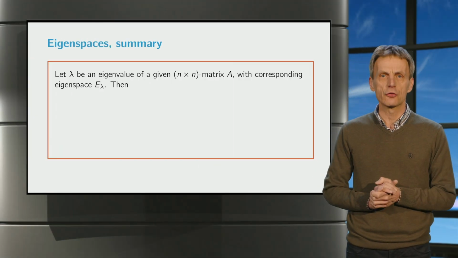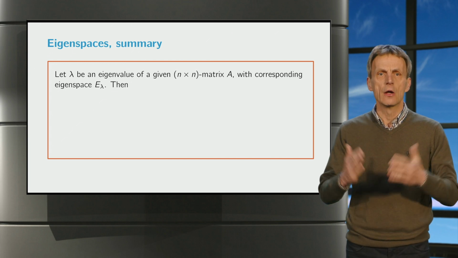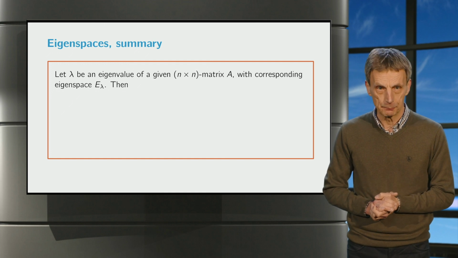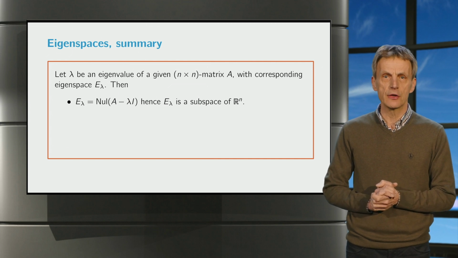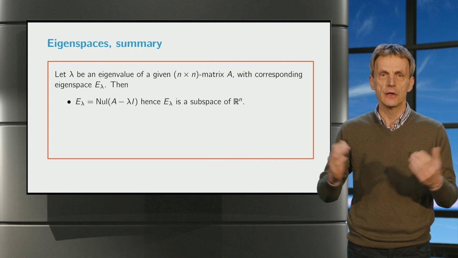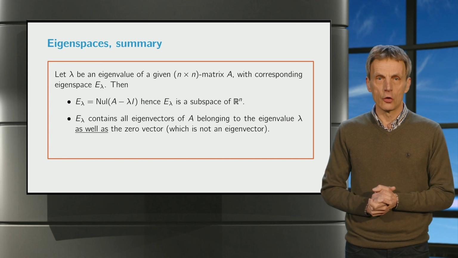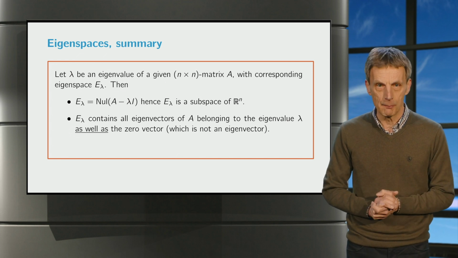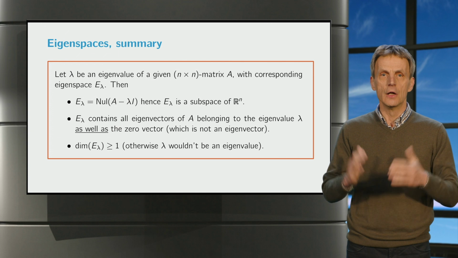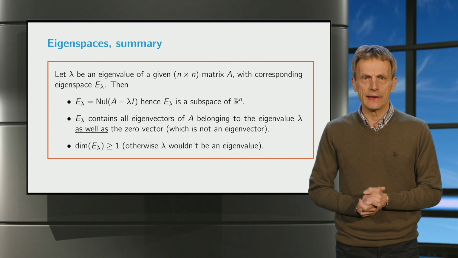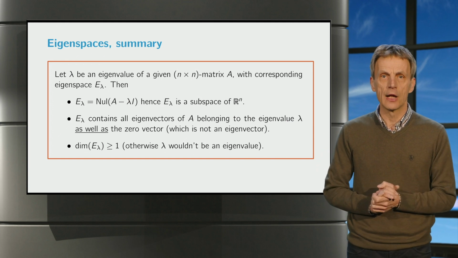Here are some important facts to summarize. Let lambda be an eigenvalue of a given n by n matrix A with corresponding eigenspace E lambda. Then, E lambda is equal to the null space of the matrix A minus lambda times I. Hence, it is a linear subspace of Rn. E lambda contains all eigenvectors of A with eigenvalue lambda, as well as the zero vector, which is not an eigenvector. The dimension of E lambda is at least equal to 1, because if the dimension were equal to 0, then lambda wouldn't be an eigenvalue.